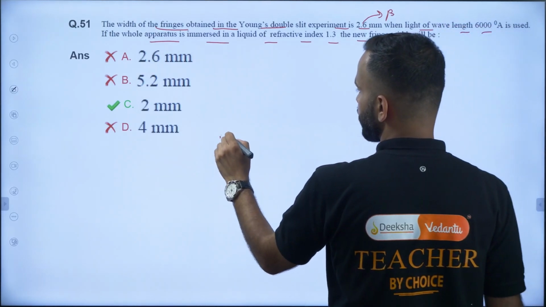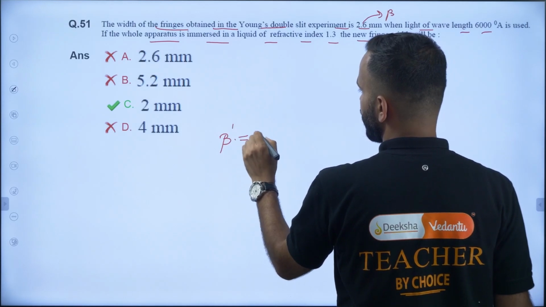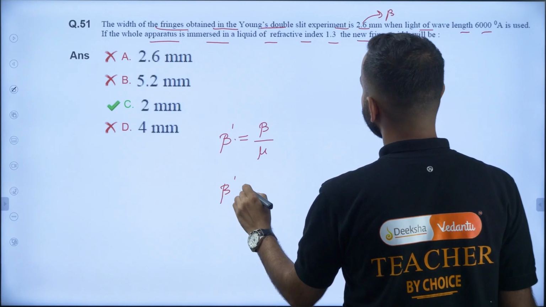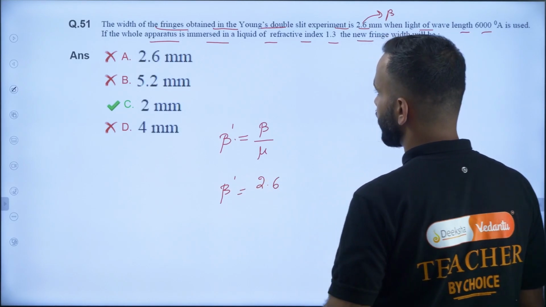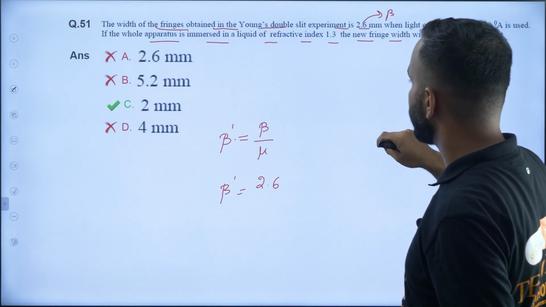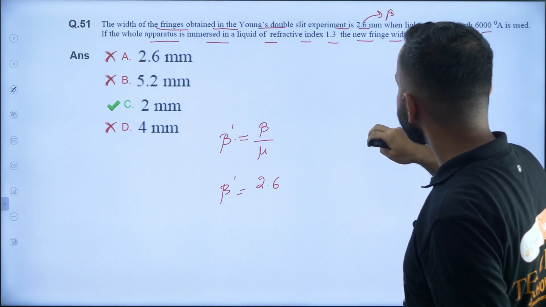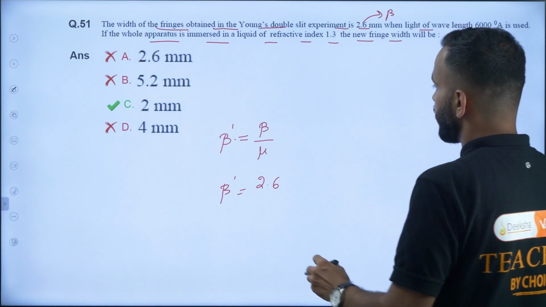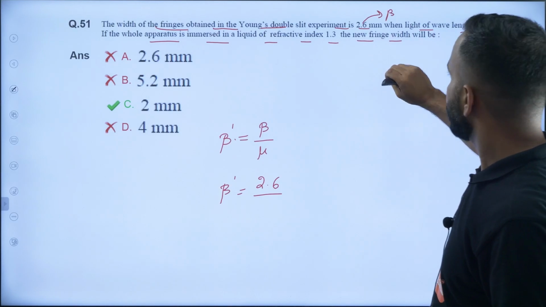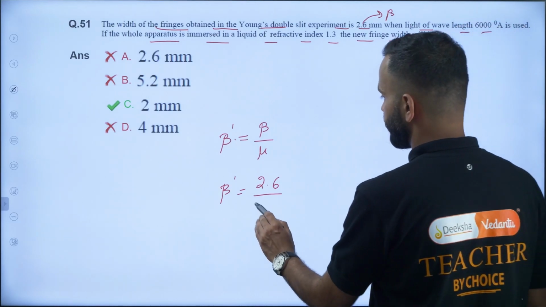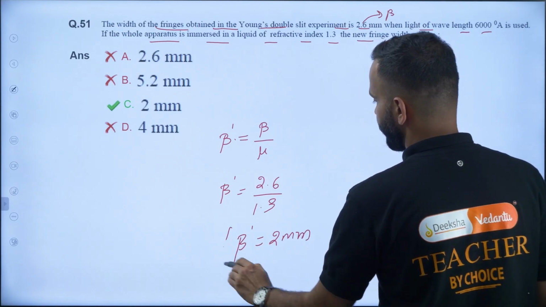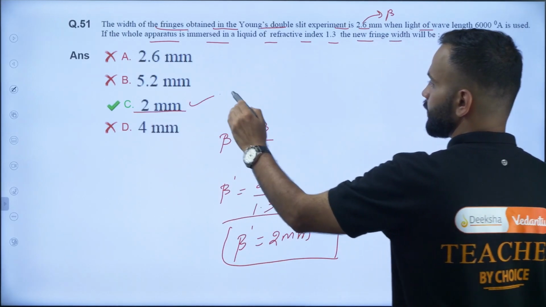So here the new fringe width beta dash is equal to the original fringe width divided by mu, right? So now beta dash is equal to beta, which is 2.6 millimeter, divided by mu, which is given as 1.3. So now beta dash is equal to 2 millimeter. The correct option is C.